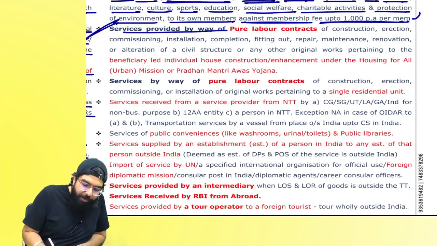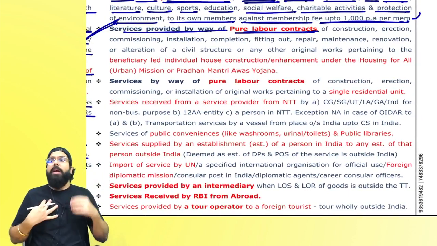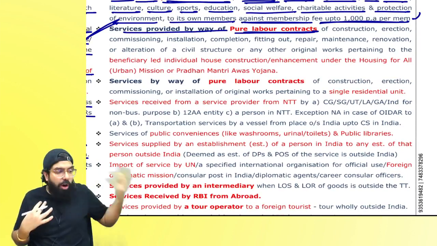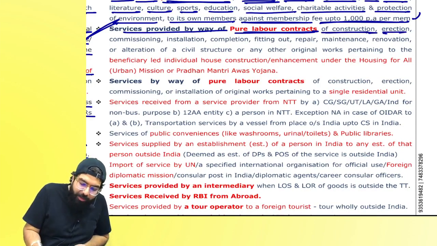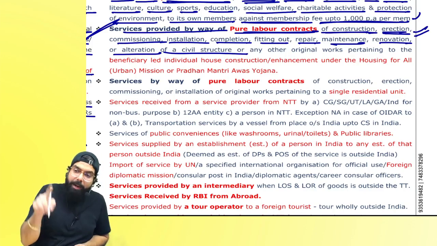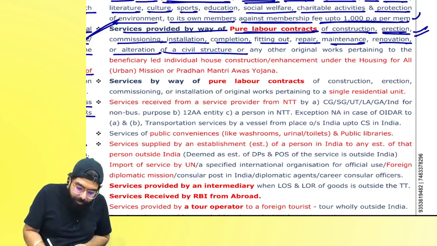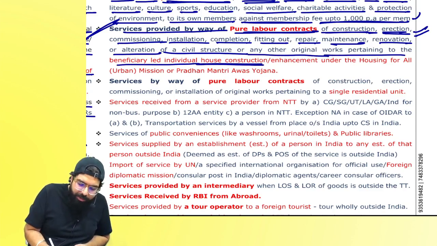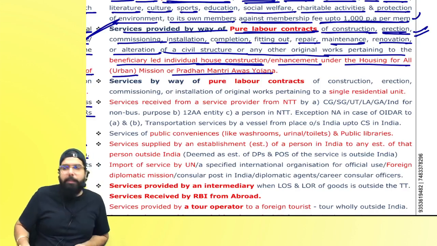Services by way of pure labor contract. If you are a labor contractor and you are providing pure labor services of construction, erection, commissioning, installation, completion, fitting out, repair, maintenance, renovation, alteration of a civil structure, meaning original work, or it might be repair work, or any other original work pertaining to what? Beneficiary-led housing construction or enhancement under the Housing for All mission or Pradhan Mantri Awas Yojana.